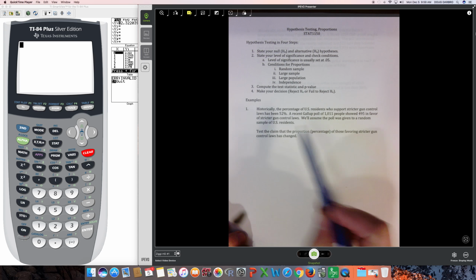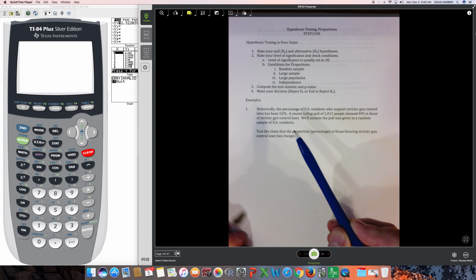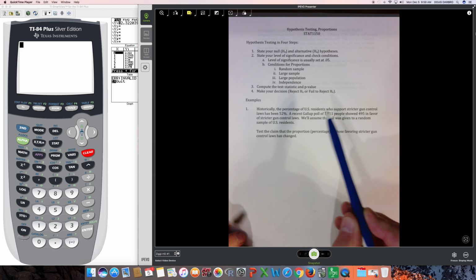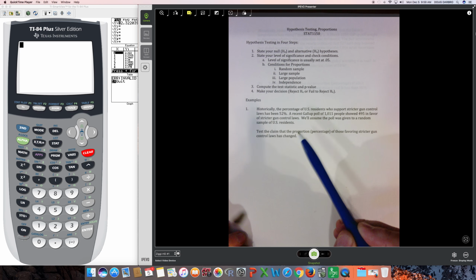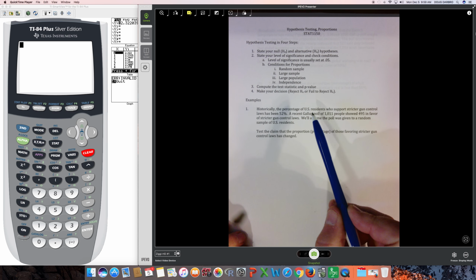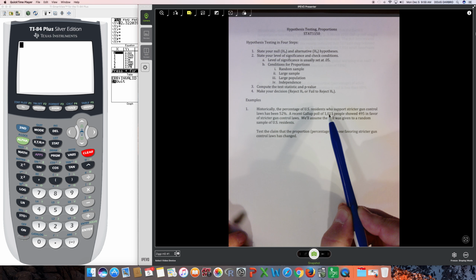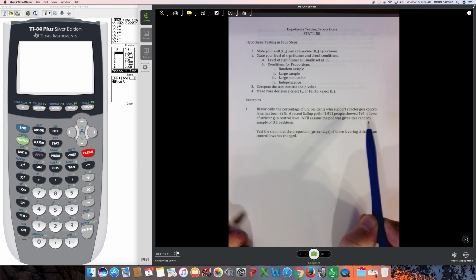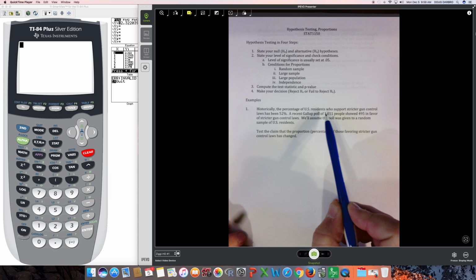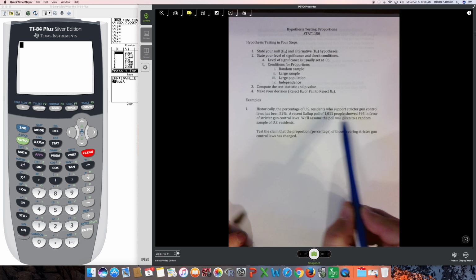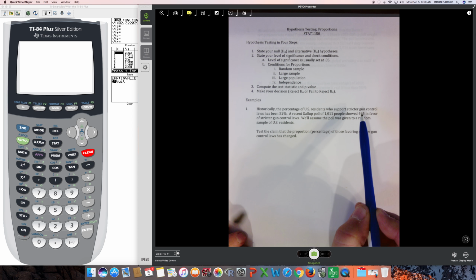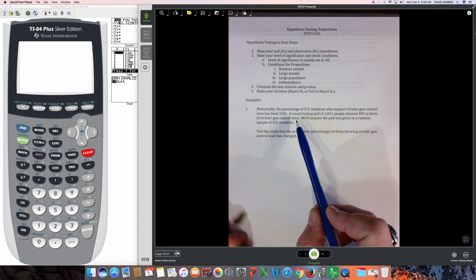So anyway, let's read the problem and see if we can figure out what's going on here. It says, historically, the percentage of U.S. residents who support stricter gun control laws has been shown to be 52%. So apparently someone wants to test this with a newer sample. This particular polling agency, Gallup Poll, randomly selected 1,011 people. I know it's random because I wrote the problem. So it's 1,011 randomly selected people, and of the 1,011, 495 said they were in favor of stricter gun controls.